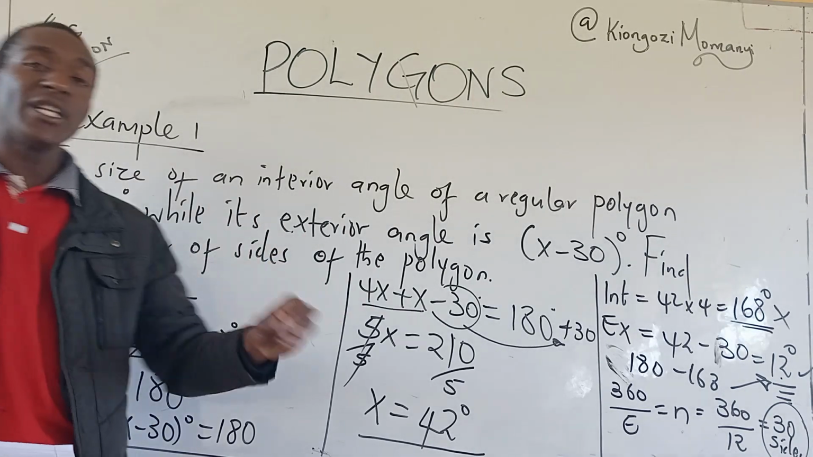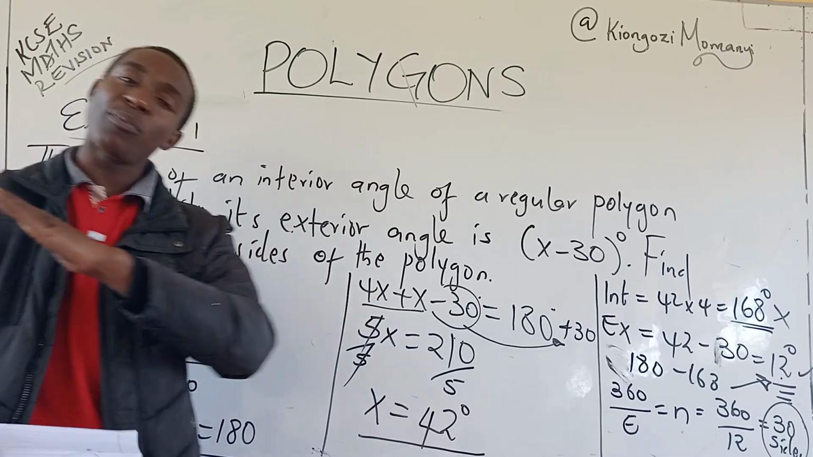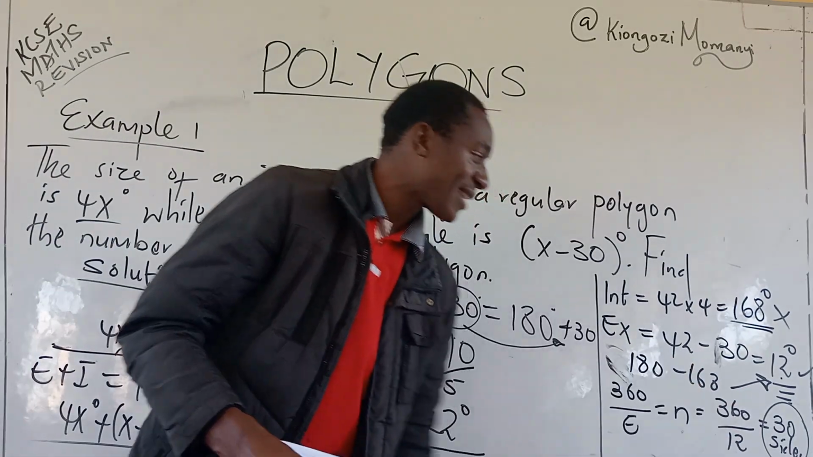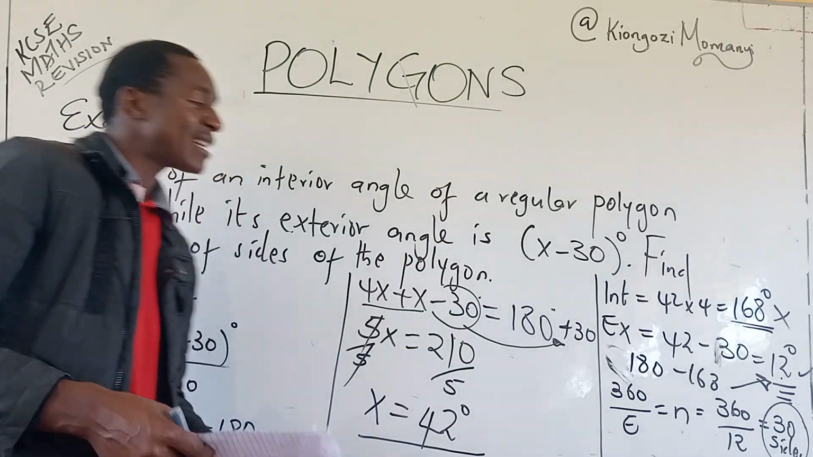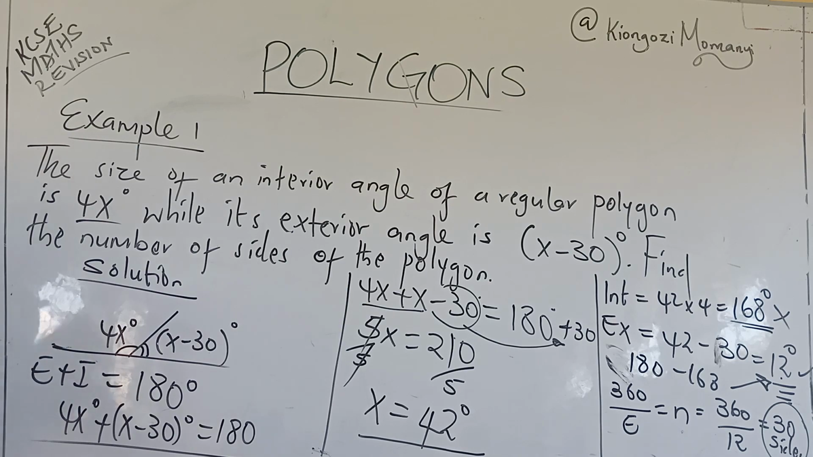Not all questions will require you to give the name of the polygon. Of course, there's no polygon without a name, but now at your level, you may not even be able to understand the name of a 30-sided figure. Example 2 and the last one.